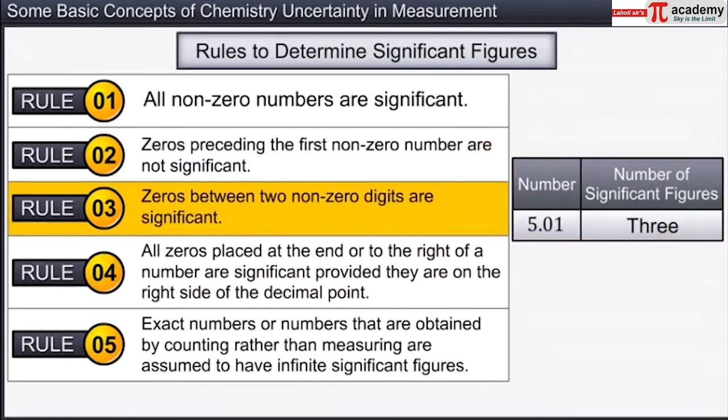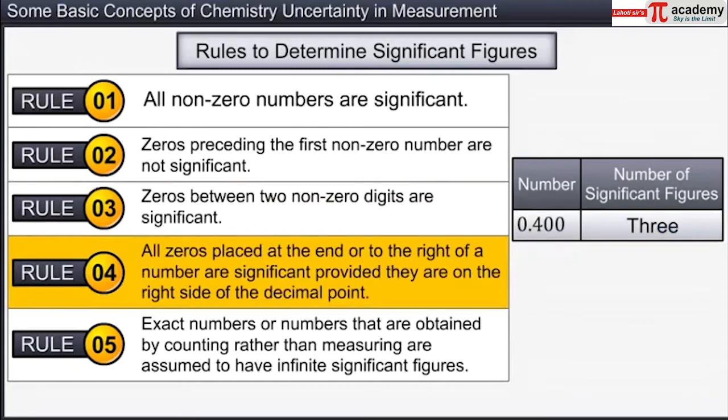The third rule is zeros between 2 non-zero digits are significant. For example, 5.01 contains 3 significant figures.